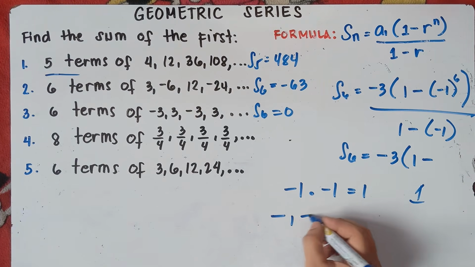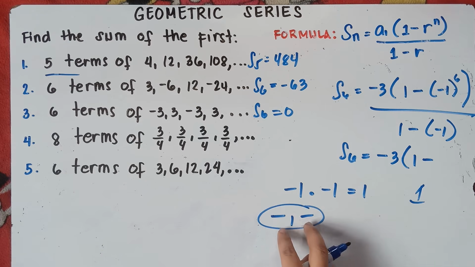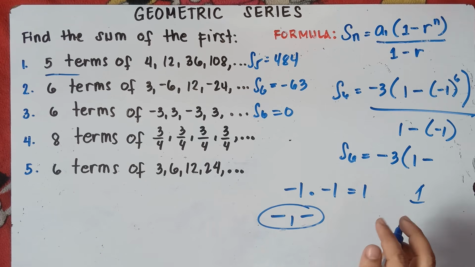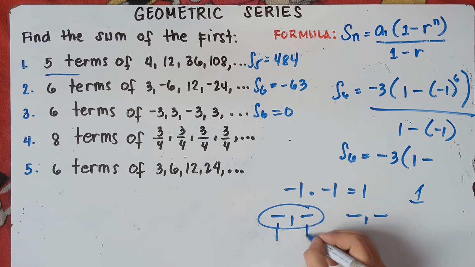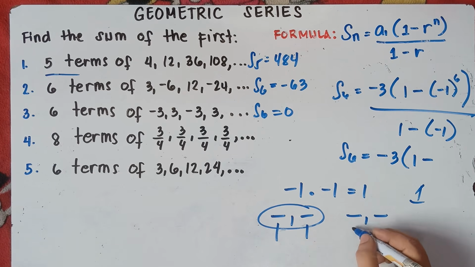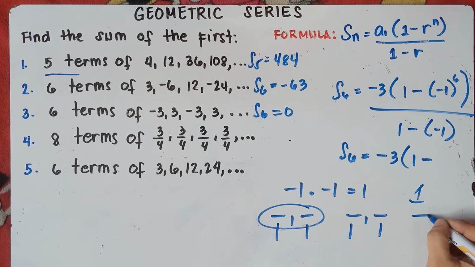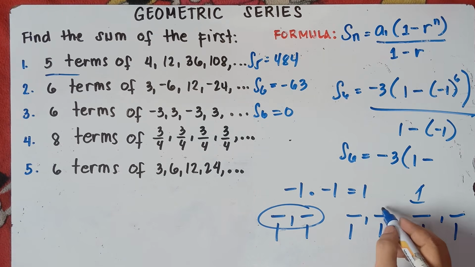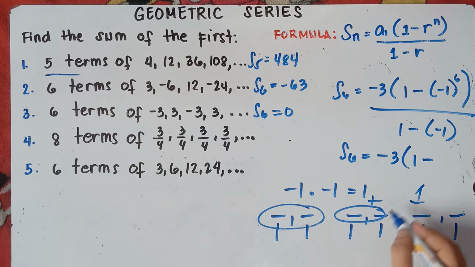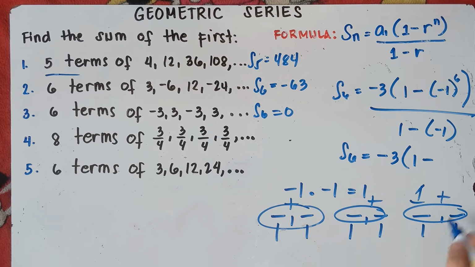Because negative times negative is positive. So we have 2 even negatives. So negative times negative is positive. Another 2 negatives. So this is 1, 1, negative 1, negative 1, negative 1, and negative 1, and another negative 1 and negative 1. So therefore, this should be positive. Negative times negative is positive, negative times negative is positive, and negative times negative is positive.